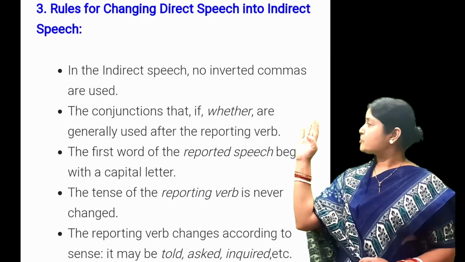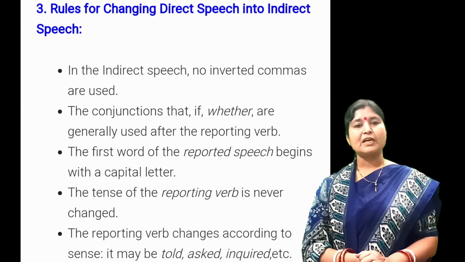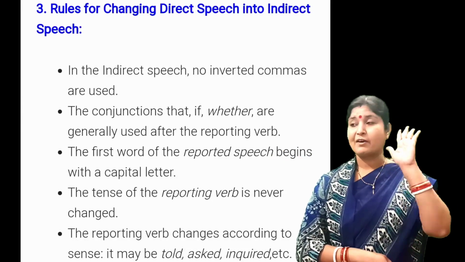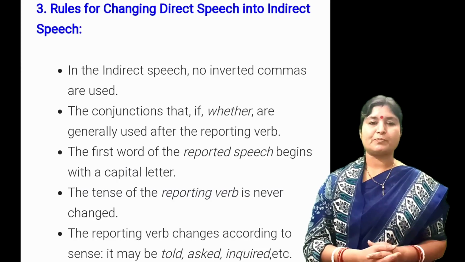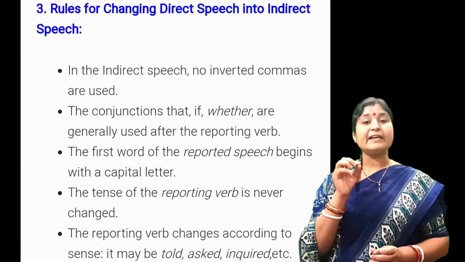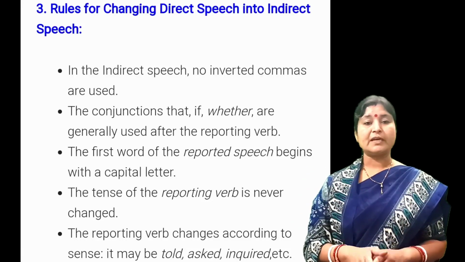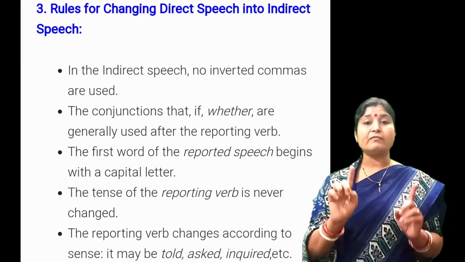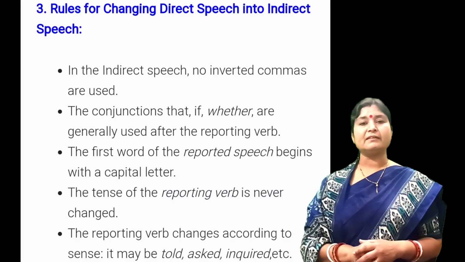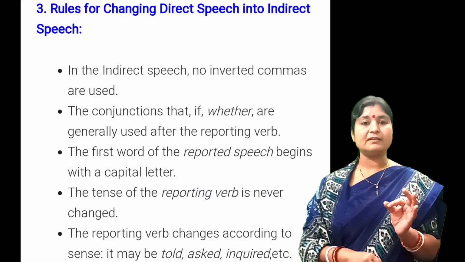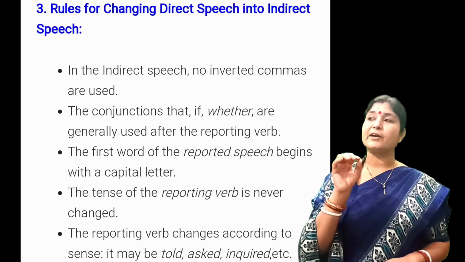So, rules for changing direct speech into indirect speech. There are 5 rules for changing direct speech into indirect speech. First, in the indirect speech, no inverted commas are used. The most important thing. Second, the conjunctions that, if or whether are generally used after the reporting verb.